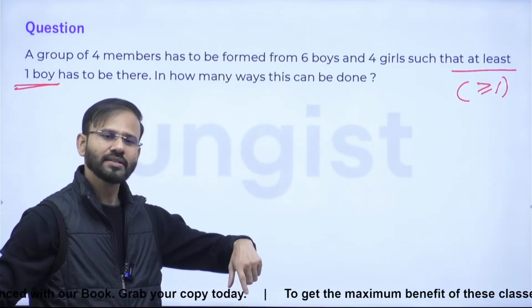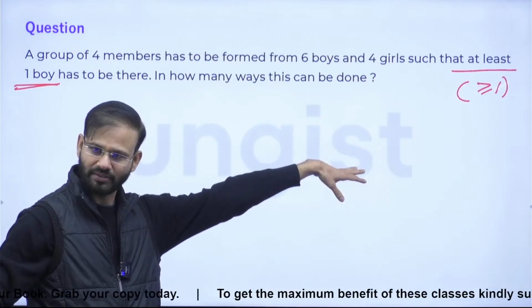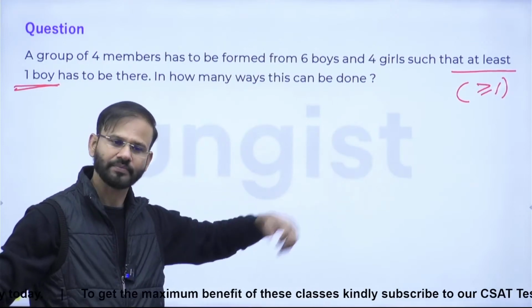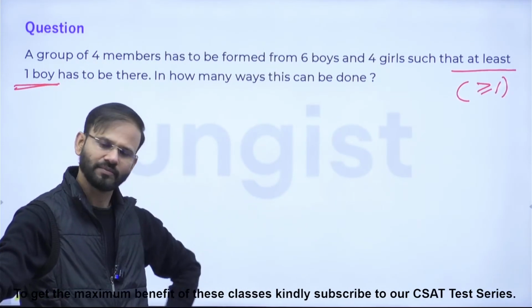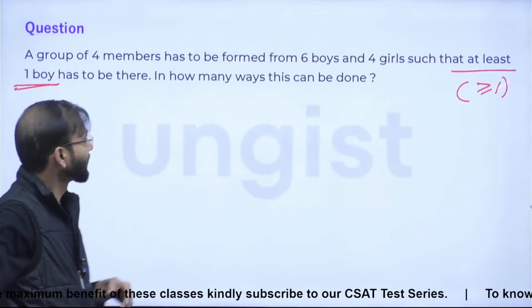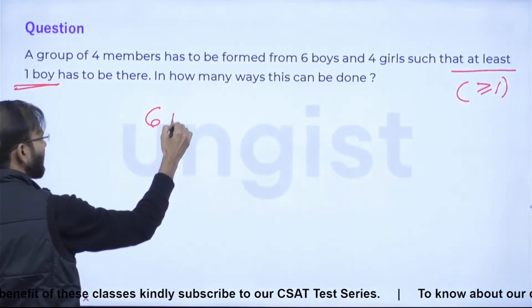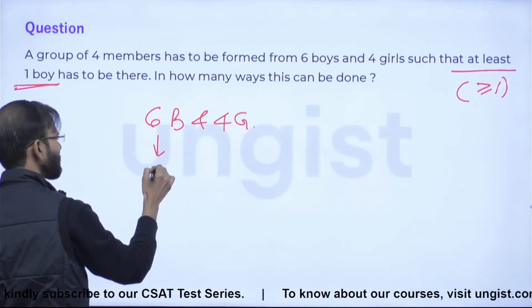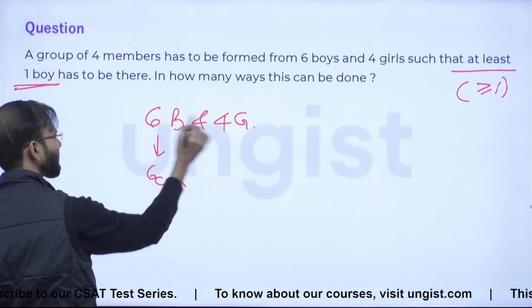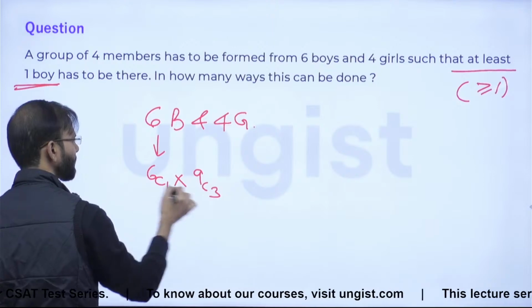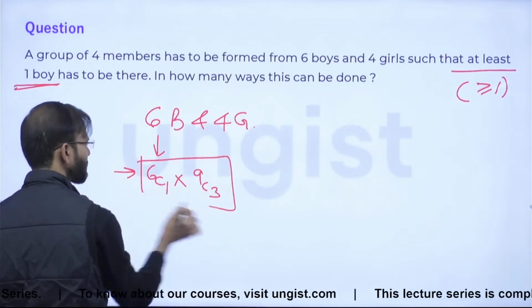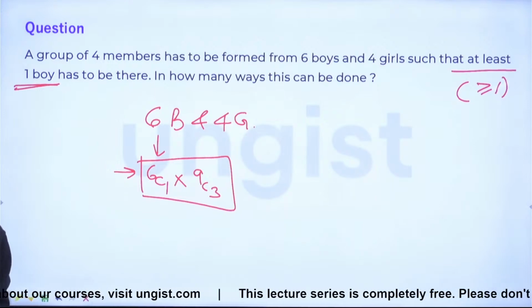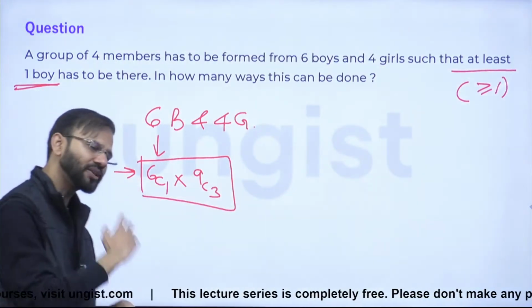Now guys, I'm asking, why can't I solve this question with the previous method that we have just used? You can also think that there are 6 boys and 4 girls. The question is saying at least 1 boy. So 6C1, and the rest we are left with 9 members, so 9C3. Why should this question not be solved like this? Should we not do it like this? If yes, then it is okay. If not, then why not?